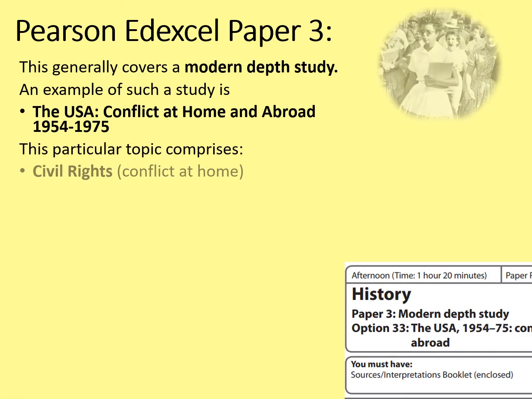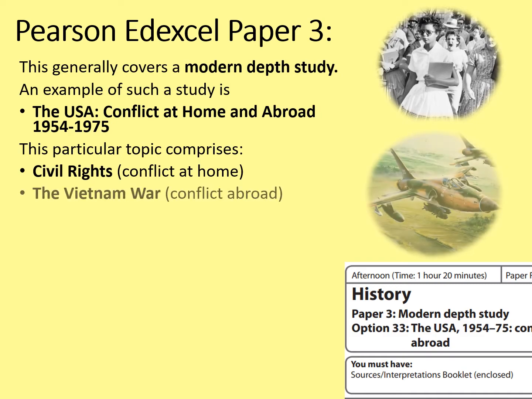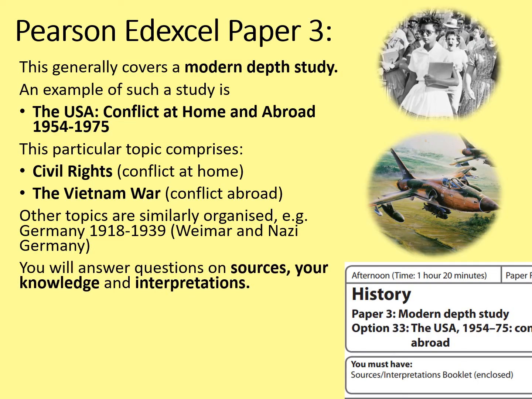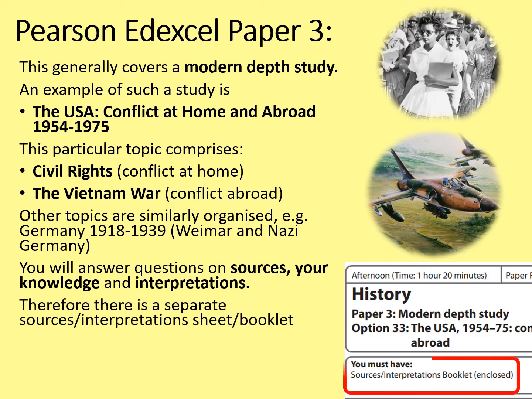This particular topic comprises the civil rights, which is the component known as conflict at home, and the Vietnam War, which means conflict abroad. Other topics are similarly organised, e.g. Germany 1918 to 1939 constitutes both Weimar Germany and Nazi Germany. You'll answer questions on sources, your knowledge and interpretations in this paper. Therefore, there is a separate sources and interpretations booklet included as part of the exam.